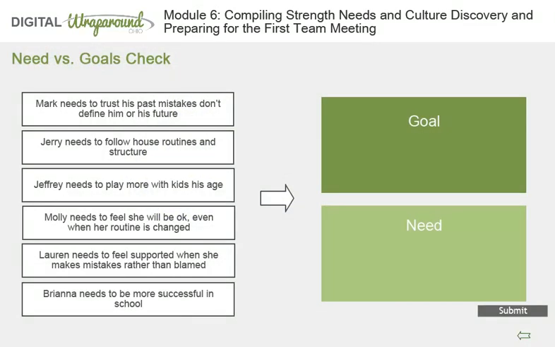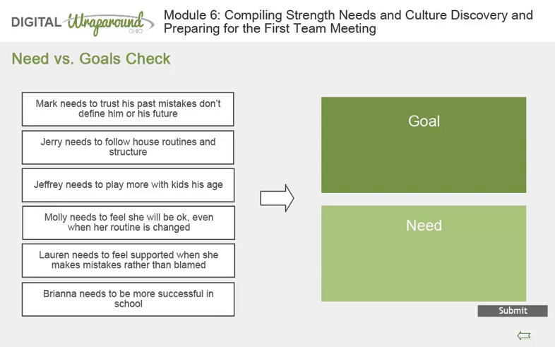Now take a look at the list of statements. Which of these statements will activate others to take action? Which of these defines the underlying condition leading to the unwanted behavior versus describing what is expected? Now let's check your understanding of goals versus needs again. Pick the statement on the left and then drag it over into the correct box on the right. Push submit when you think you have all the correct answers.